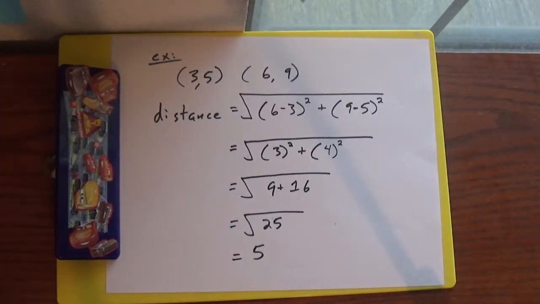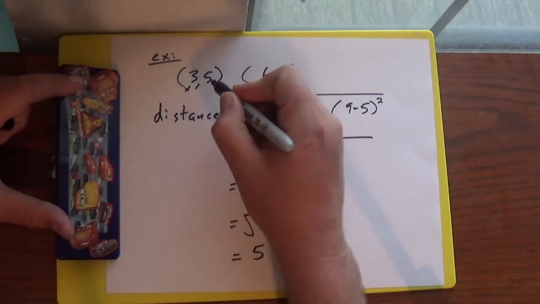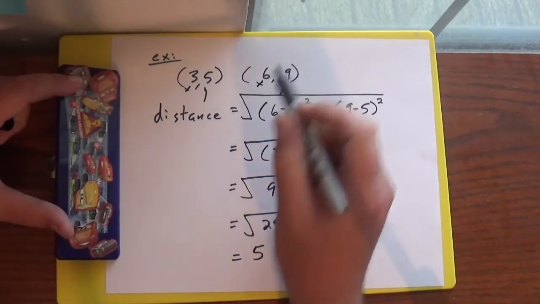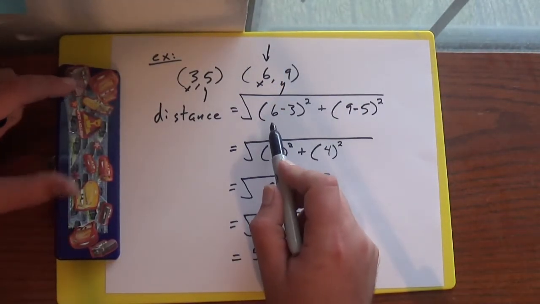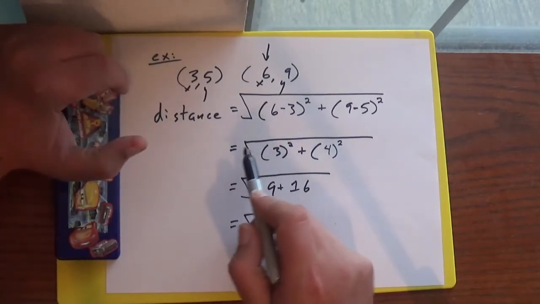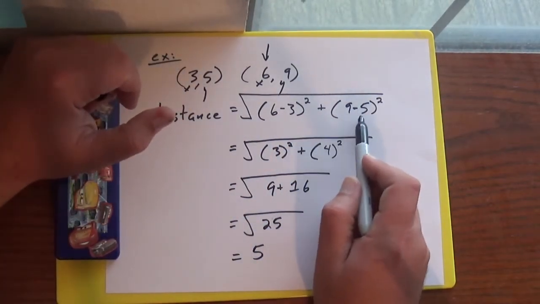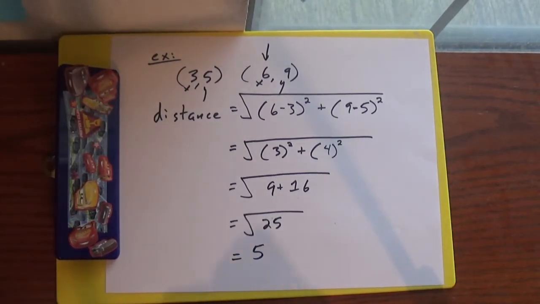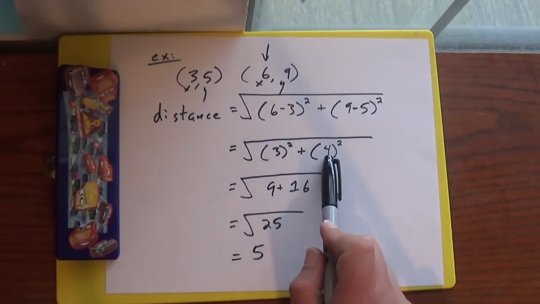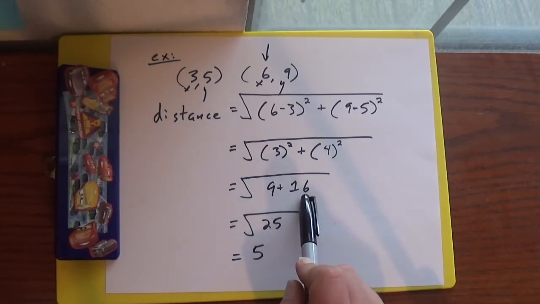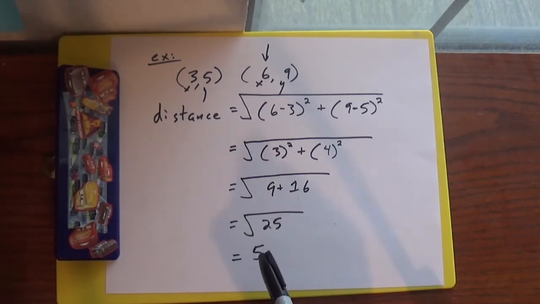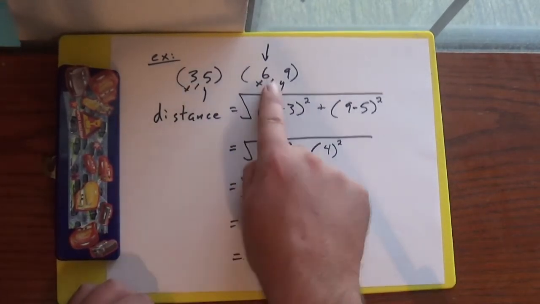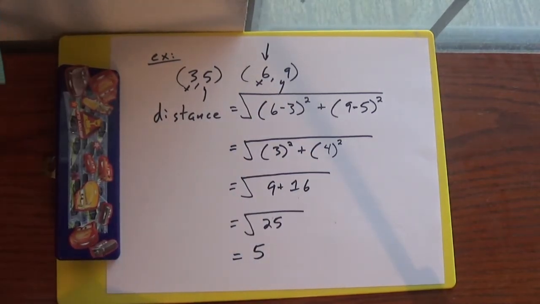Alright, so on this one, remember our x's are first, our y's are second. So this x is bigger, so I started with that. So 6 minus 3, and then 9 minus 5. So you get 3 and 4. You square them, so you get 9 and 16, which is 25. You take the square root, you get 5. So that means the distance from this point to that point is 5. So that's really all you have to do with that.